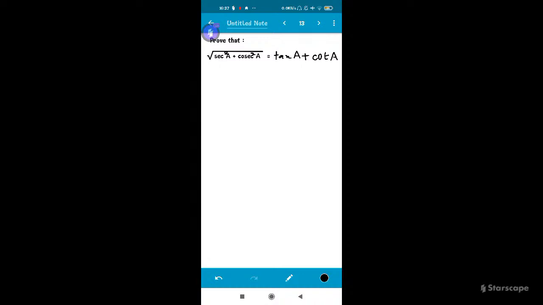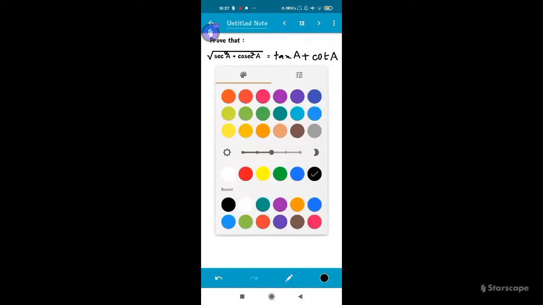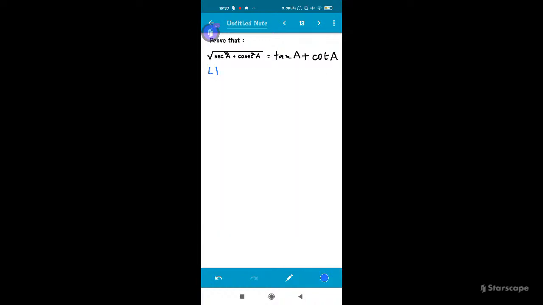Here we have to prove that the square root of sec square A plus cosec square A is equal to tan A plus cot A. This is our question. So let's see how we do it. Let us begin with the LHS.